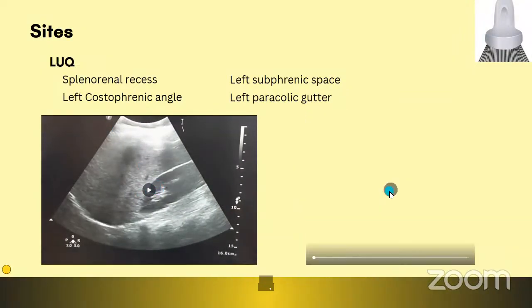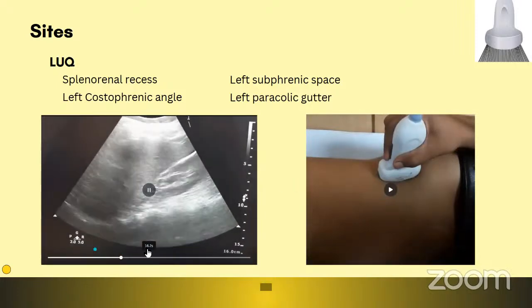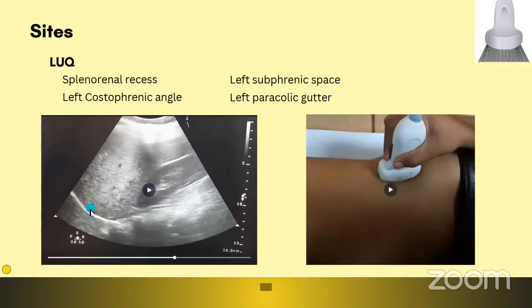So this is the left upper quadrant when it comes to the spleen and the left kidney. So this is the left costophrenic angle, left subphrenic space, and this is the spleen, and there is the splenorenal recess, a potential space again, and the left paracolic gutter. You need to go more posteriorly and just lateral to the colon, to the descending colon.